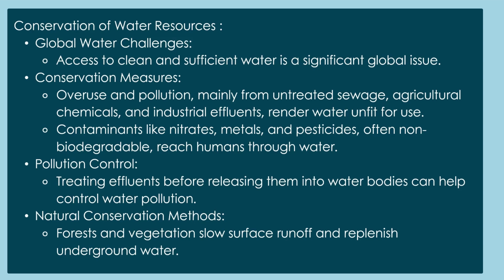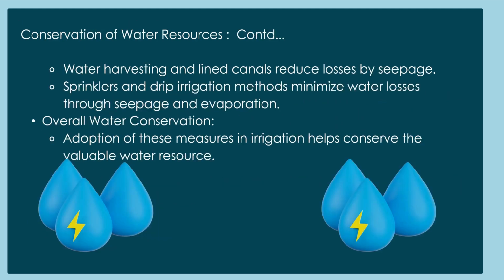Now, natural conservation methods. Forests and vegetation slow surface runoff and replenish underground water. Water harvesting and lined canals reduce losses by seepage. Sprinklers and deep irrigation methods minimize water losses through seepage and evaporation. Overall water conservation. Adoption of these measures in irrigation helps conserve the valuable water resource.